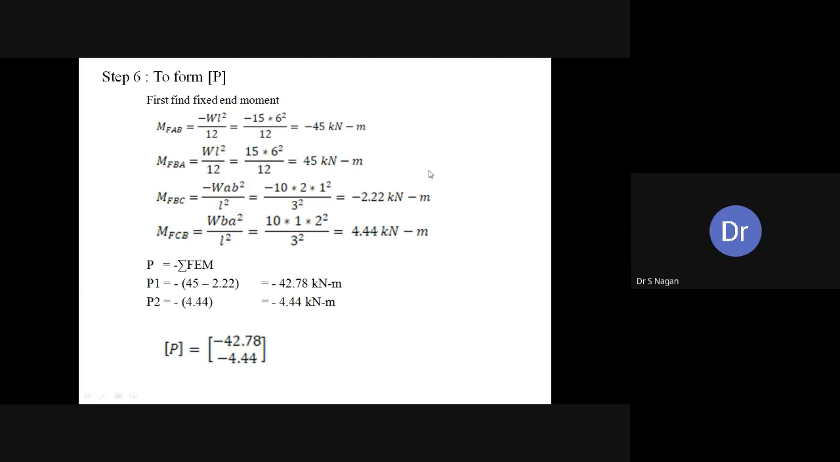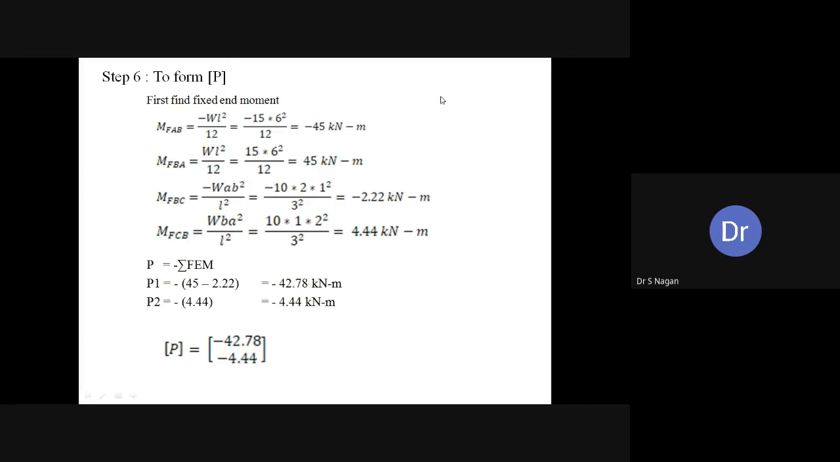So draw the diagram. Actually, they are not drawn here, so please draw the continuous beam diagram. Mark the fixed end moment values: at A, minus 45; at B, left side plus 45, right side minus 2.22; at C, left side 4.44. Likewise, mark the fixed end moments. Draw the P diagram, not the PX diagram, only the P diagram. So mark P1 here, P2 here, and compare.